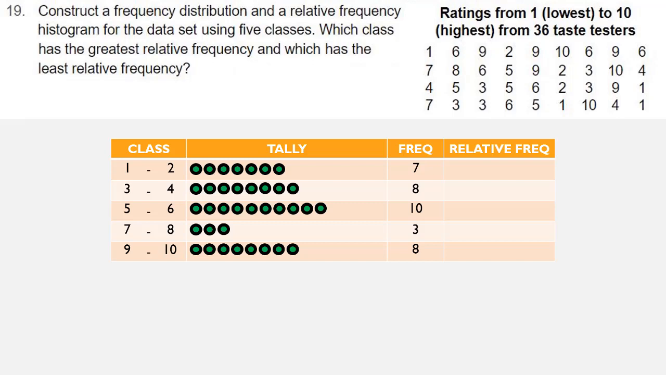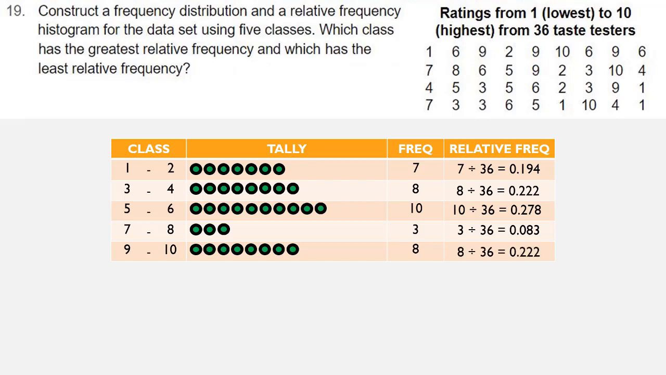To find the relative frequency, we divide the frequency of each class by the total frequency, which was 36. So 7 divided by 36, rounded to 3 decimals, is 0.194. 8 divided by 36 is 0.222. 10 divided by 36 is 0.278. 3 divided by 36 is 0.083. And 8 divided by 36 is 0.222. And remember, these are all rounded off to 3 decimals.